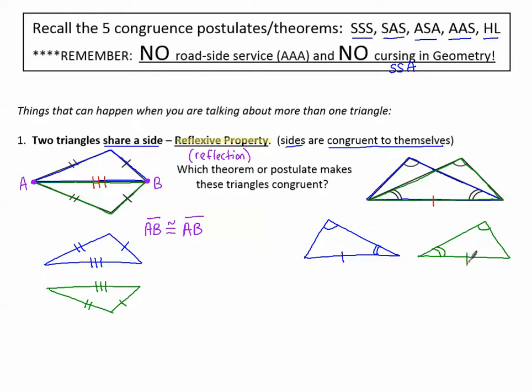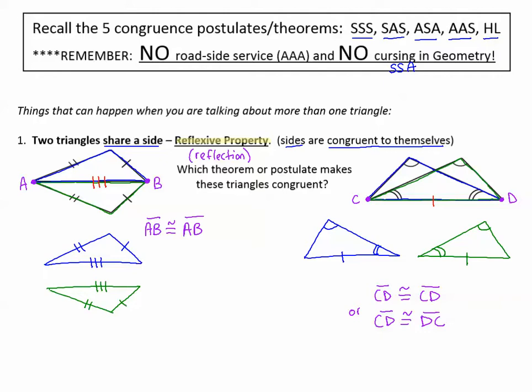Now, similarly to what I showed in this first picture, if these 2 points were named like C and D, we would say that CD is congruent to itself. Now remember that even if I write CD is congruent to DC, that's still the reflexive property. So it could look like this, or it could look like this.